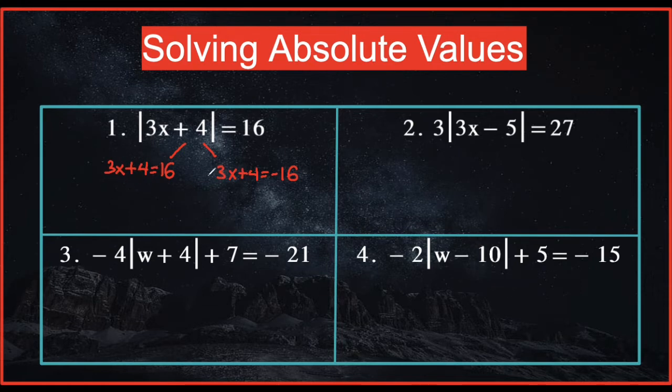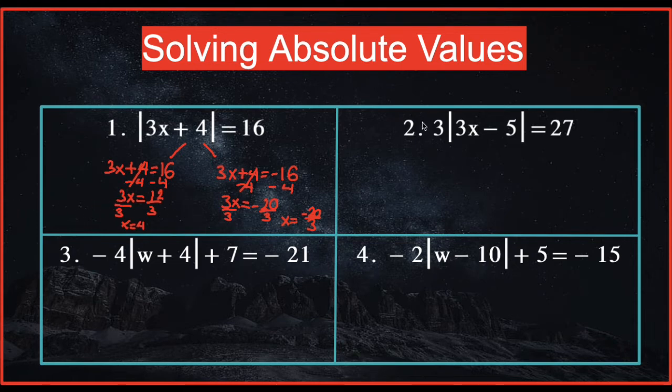We need to solve for x in both the equations. For the equation on the left, we're going to subtract 4 first. And then we're going to get 3x equals 16 minus 4 is 12. And to get x by itself, we need to divide each side by 3. So we're going to get that x equals 4. For the equation on the right, we need to subtract 4 on each side. And then we're going to have 3x equals -16 minus 4 is -20. And then we're going to divide each side by 3. And then we're going to get that x equals -20 over 3. And these are the two solutions.